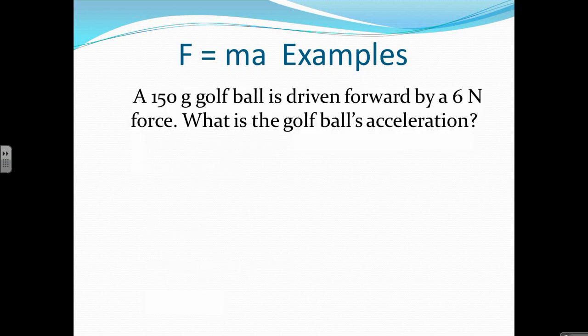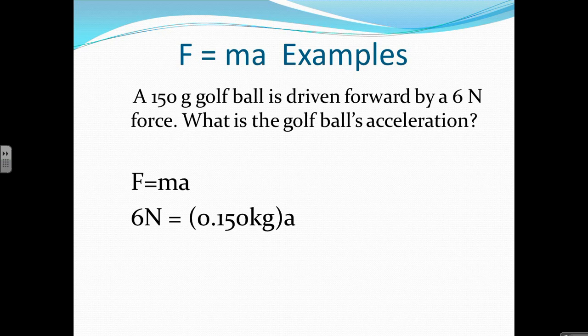In the second example, we have a 150 gram golf ball that's driven forward by a 6 newton force. We want to know how fast the ball is accelerating while it's being driven. Again, we use force equals mass times acceleration. Our force is 6 newtons. Our mass, 150 grams, equivalent to 0.150 kilograms, yields us an acceleration. 6 divided by 0.15 is 40, an acceleration of 40 meters per second squared. So those 2 are very basic F equals ma equations.